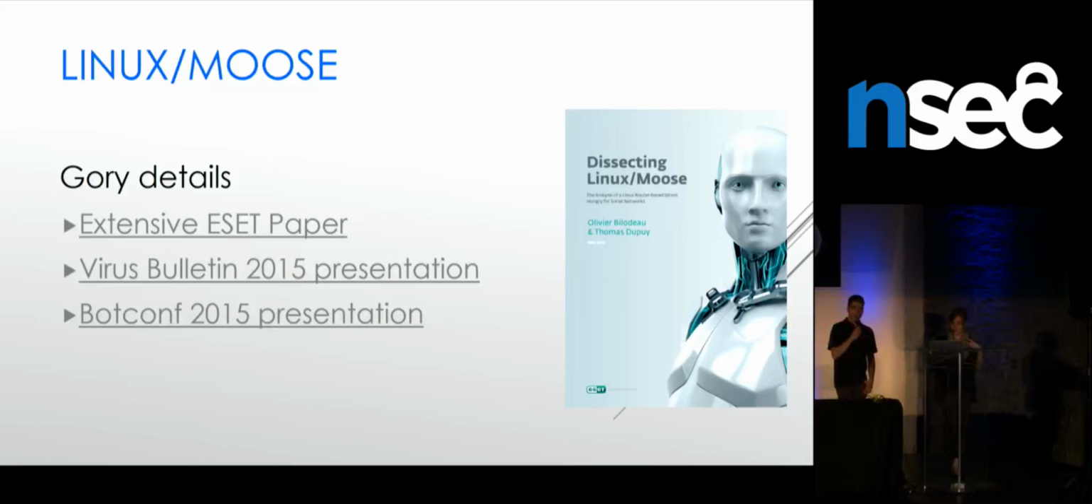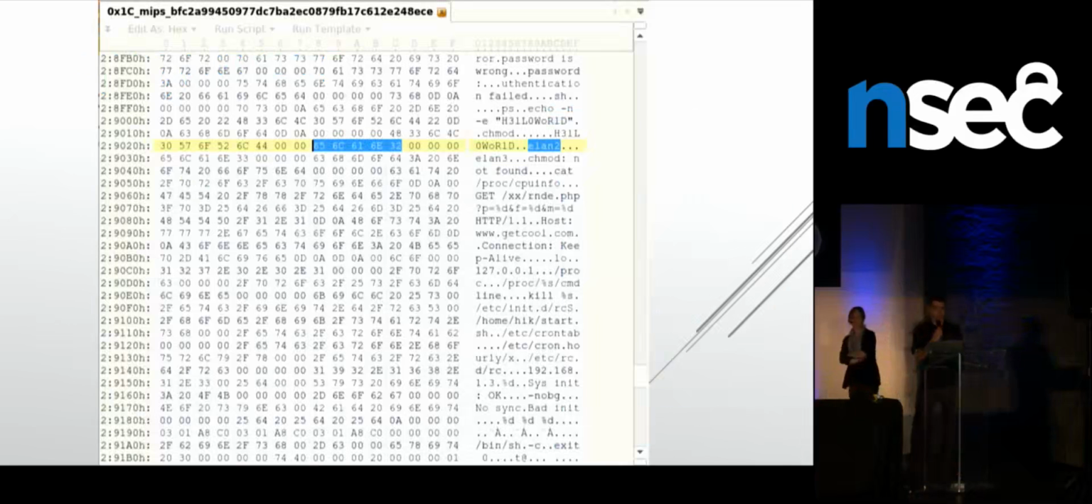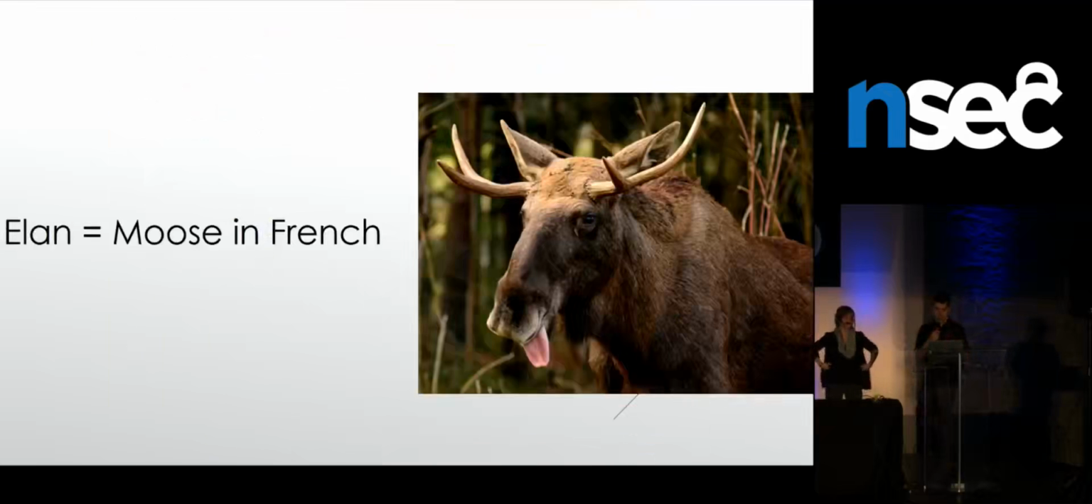The question we get the most is, why Linux Moose? Here we have a hex dump of the binary file of Linux Moose version 1, and in there was a string. It's quite small, but the highlighted string is "élan". Élan is moose in French. So this is why we picked moose, and being French Canadians, we took the moose as a big symbol. We kind of liked that little game of naming malware and plugging our own stuff.